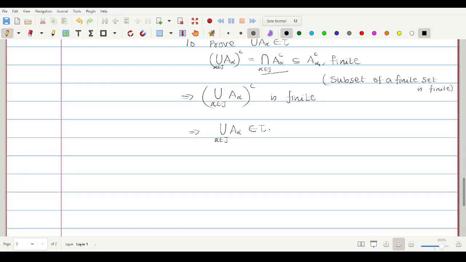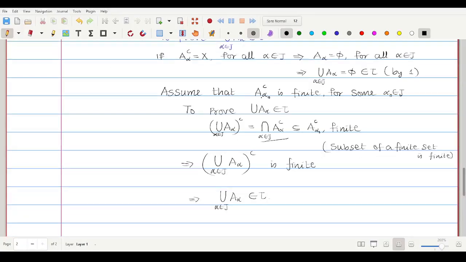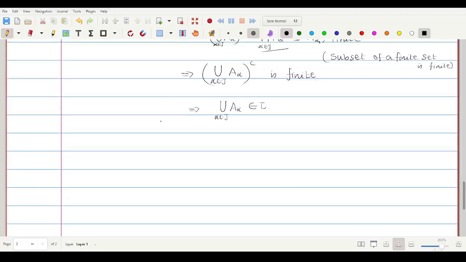So in both cases, in the case where A alpha complement equals X for every alpha belongs to J, I get the union inside. And even if this condition fails, as long as at least some A alpha naught complement is finite, the condition is satisfied. So this implies that the arbitrary union of members of tau is in tau. So the second condition is satisfied.